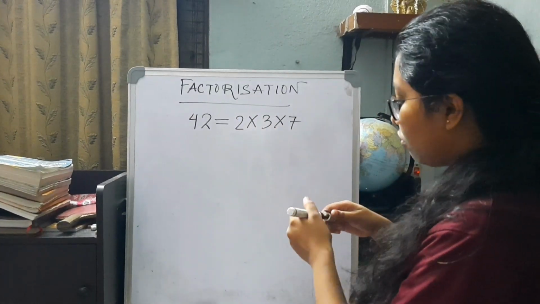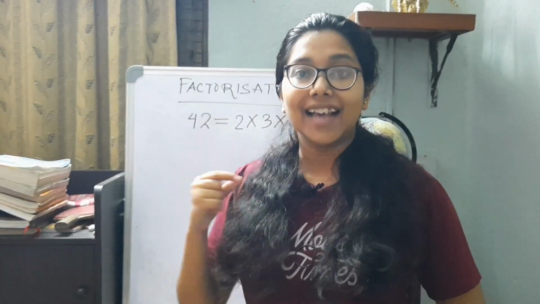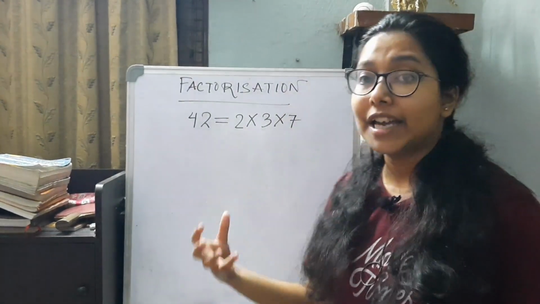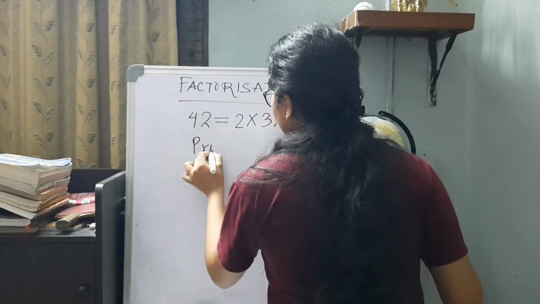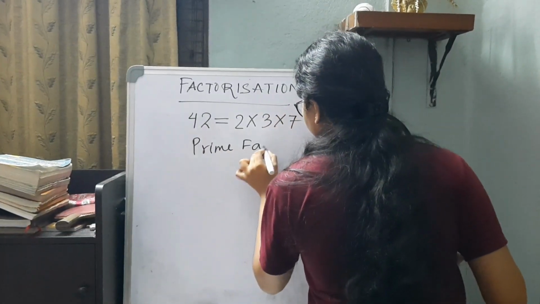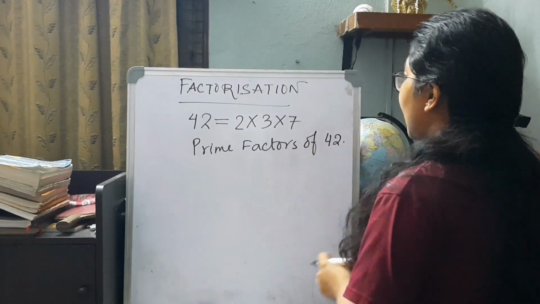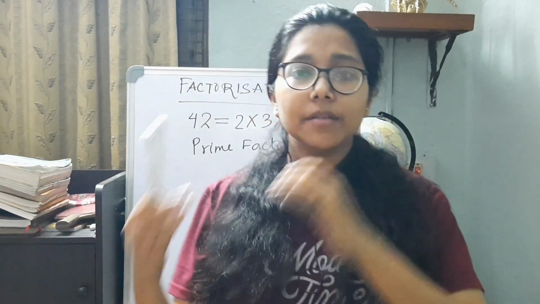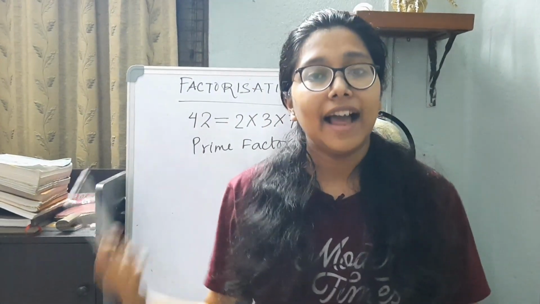So the moment I write down 2 into 3 into 7, I am trying to express 42 as the product of prime numbers. Each of these numbers is a prime factor of 42. So this is how we go for factors. Factors are nothing but certain irreducible forms of an expression. For an algebraic expression, they are the irreducible algebraic expressions which are written in product form.